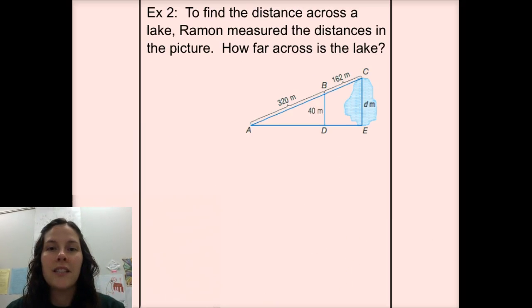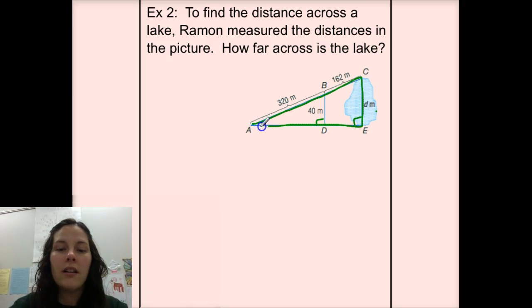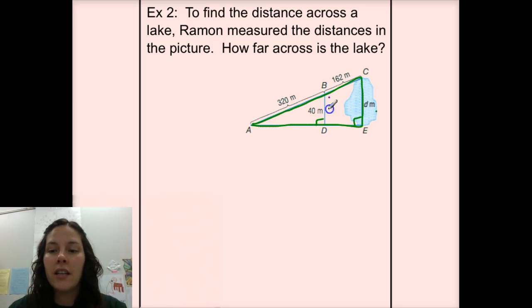Next, we're trying to find the distance across a lake. Again, not something that's real easy to measure, so we can set up similar triangles. So we can see we have two similar right triangles. Make sure you are looking at the large triangle and not the trapezoid that is created here. A trapezoid is not similar to a triangle, so we've got to use the right piece of information.